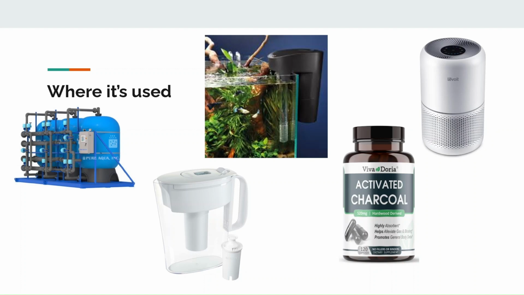Activated carbon is found in all sorts of water purification products. It's in pitcher filters like Brita, under sink filters, faucet-mounted systems, and even some whole house systems. It's also used in aquariums to keep water safe for fish, and in air purifiers to trap odors and chemicals. Industrially, it's used in wastewater treatment, gas purification, and even in medical applications like poison treatment. Its versatility makes it a go-to solution wherever filtration is needed.